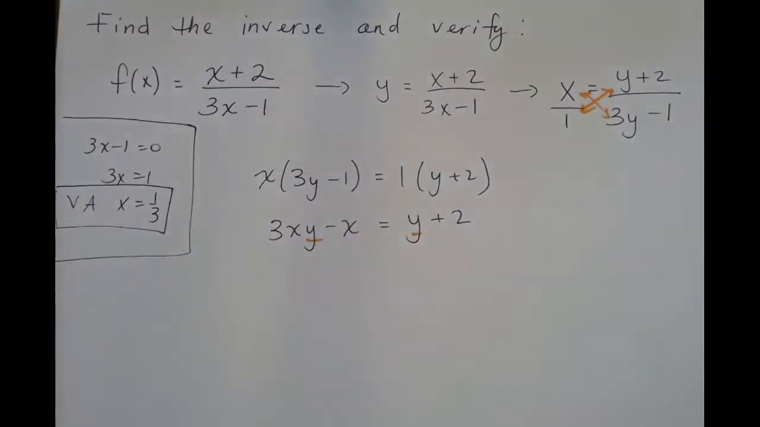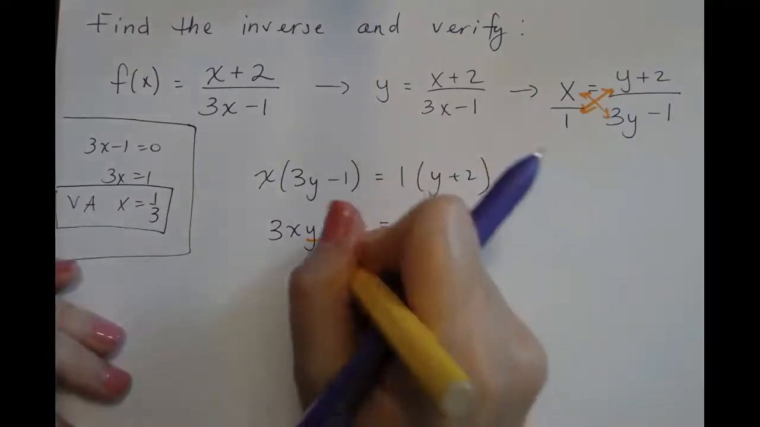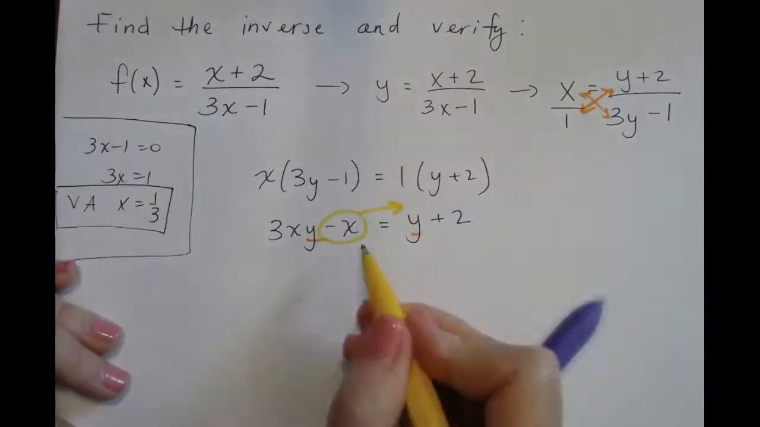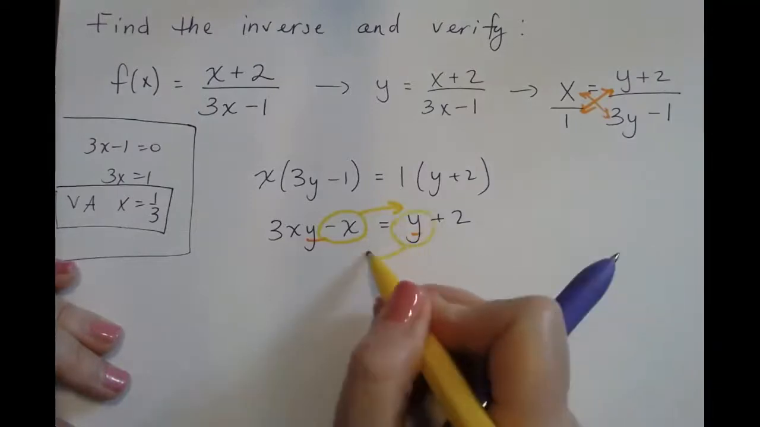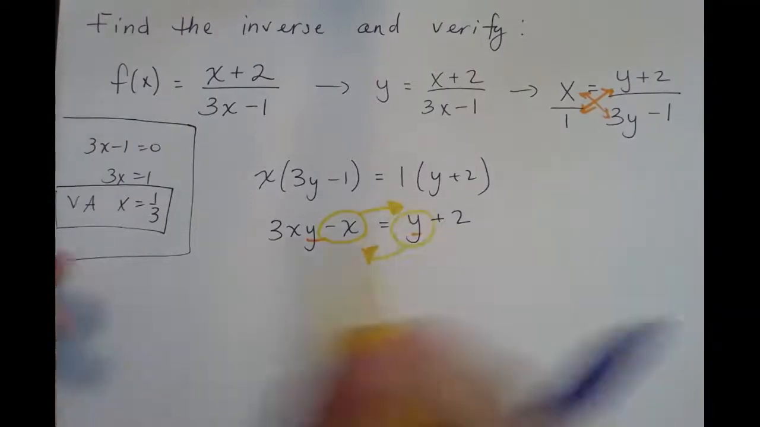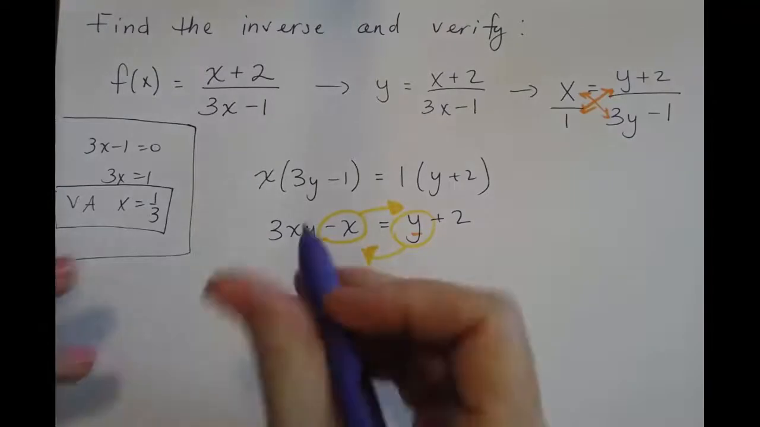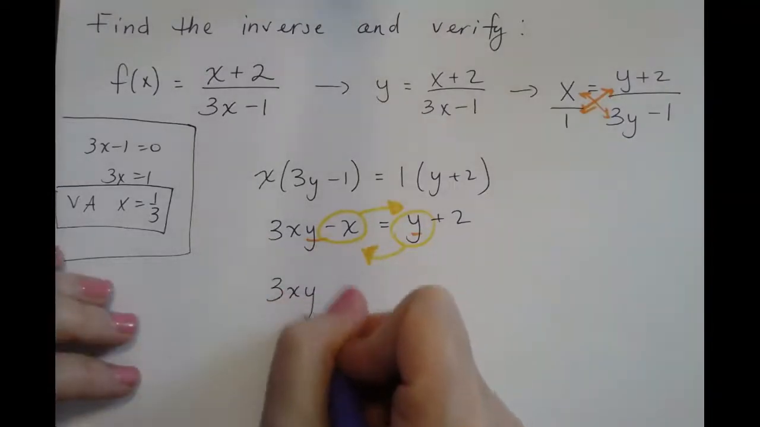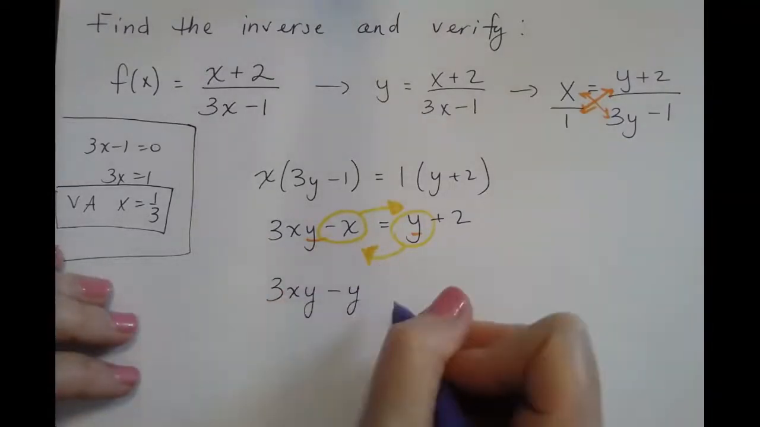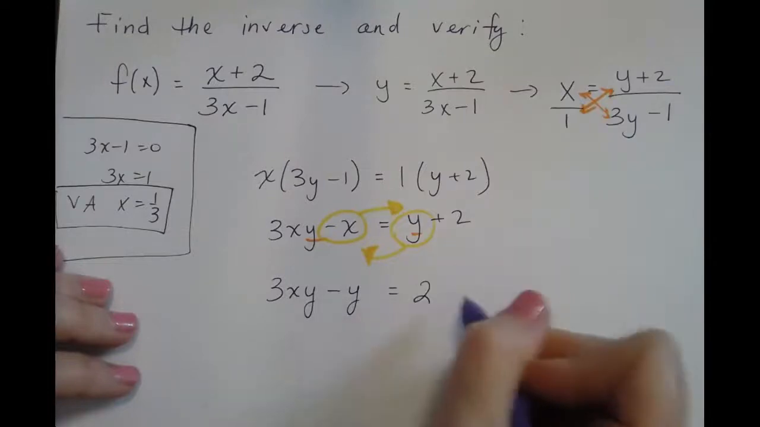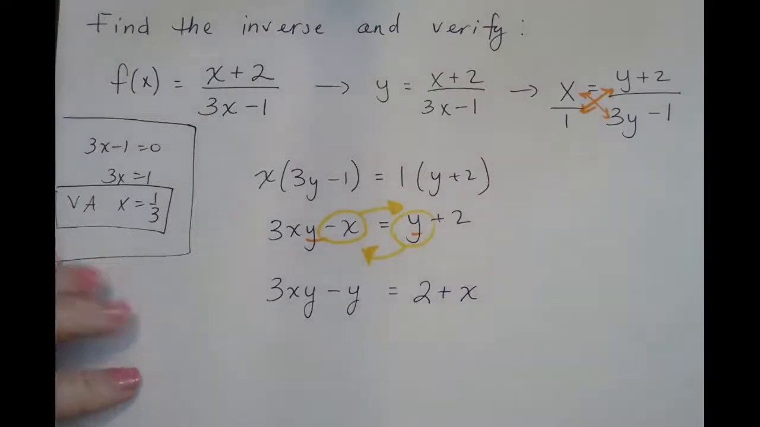Now consider this. If we want to isolate the y, then every term that has a y in it needs to all come to one side. And if it does not have a y, then it needs to go to the other side. So we're going to flip the negative x, and we are going to flip the y. So we end up with 3xy minus y equals 2 plus x.